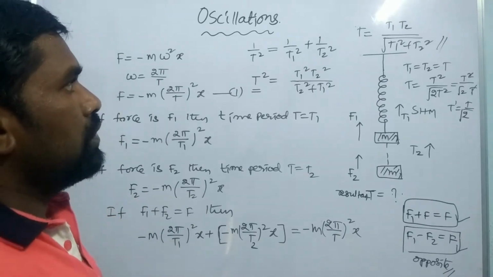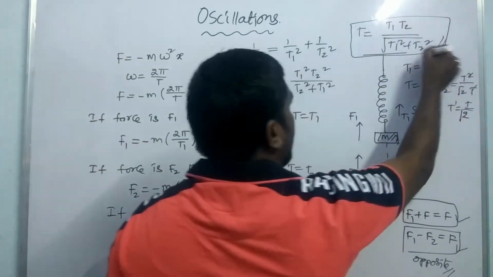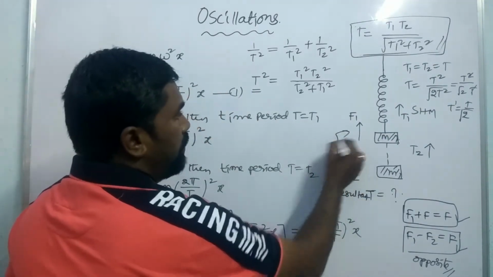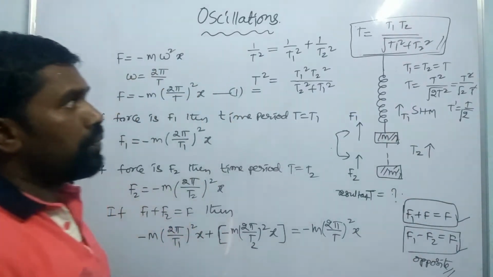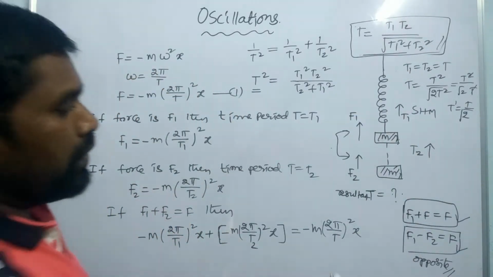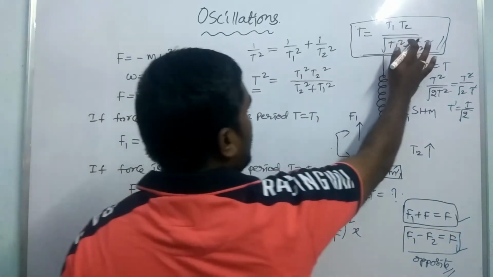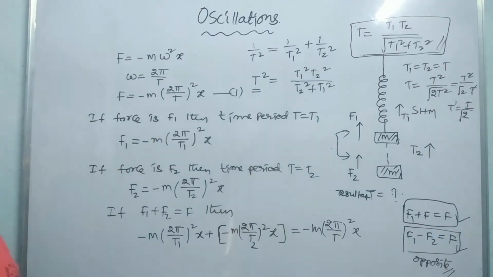Okay, so this is the equation of the time period when the two forces are in the same direction. When two forces are combined in the same direction, the time period is equal to t1 t2 by under root of t1 square plus t2 square. If they are in opposite direction, f1 minus f2 is equal to f. So then simply here there is a minus, here there is minus f. Clear? Very important notification it is.